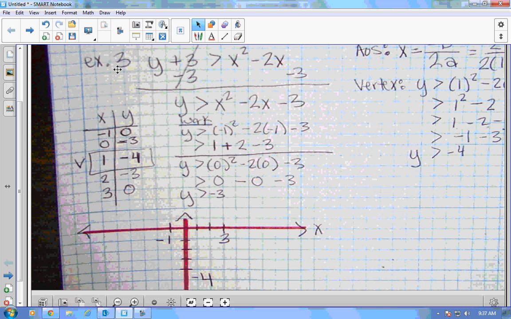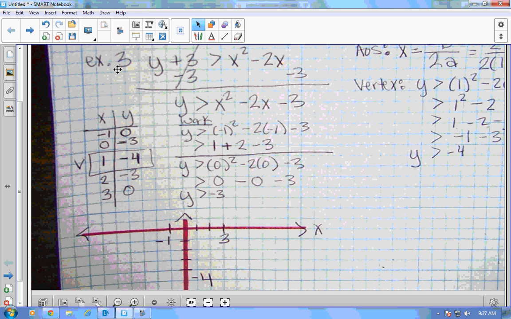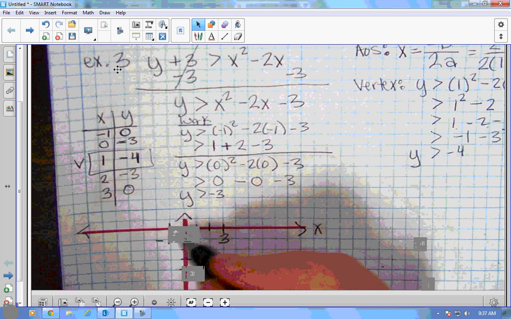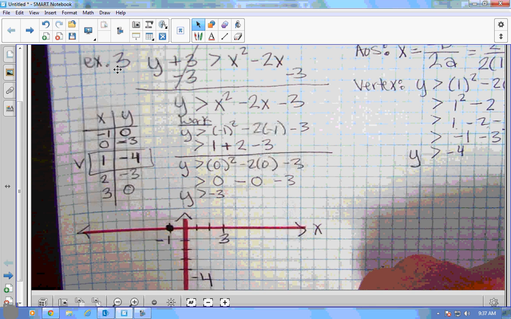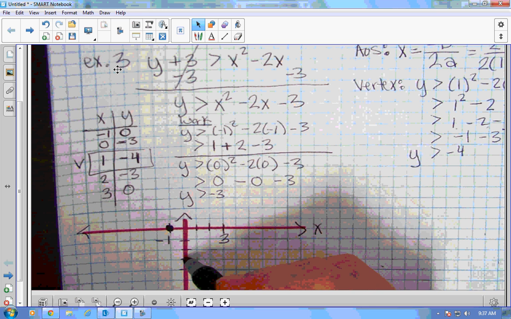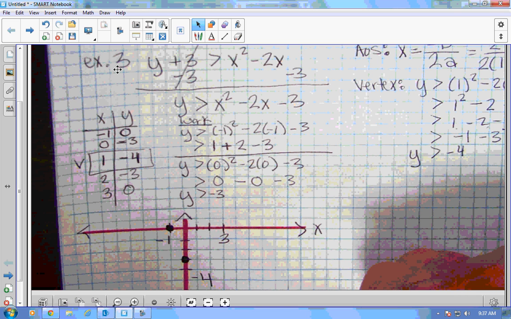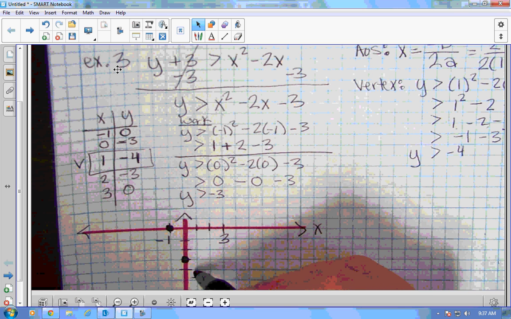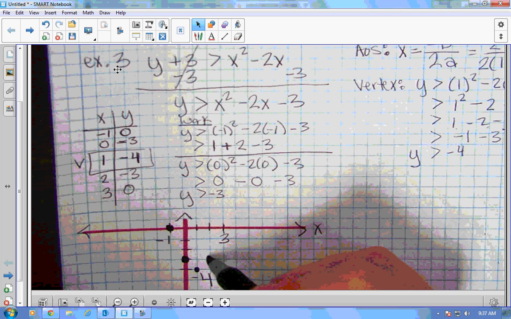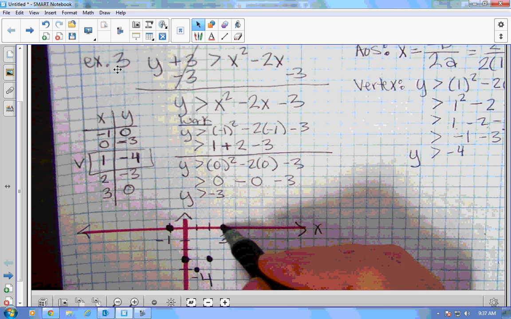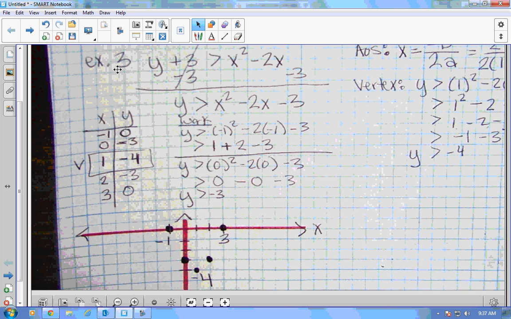Okay, just plot the points. Negative 1, comma 0. So we go left, negative 1, up and down 0. 0, comma negative 3, we just go down negative 3. 1, comma negative 4, down to negative 4. 2, comma negative 3, oh, it comes back up because that was our vertex. 3, comma 0.